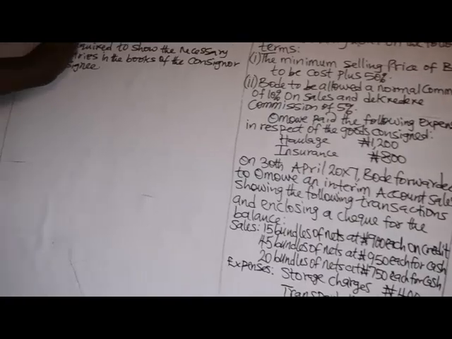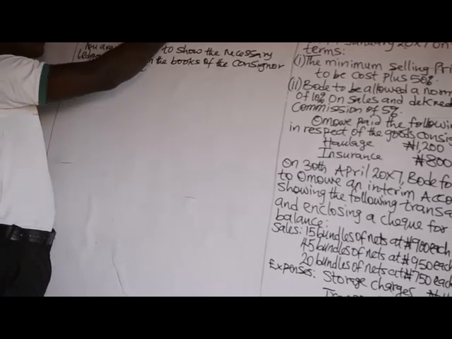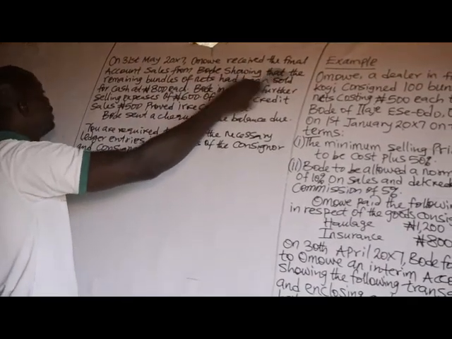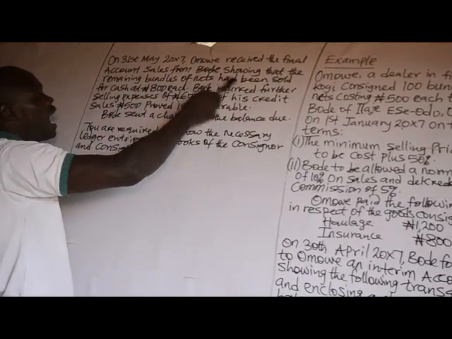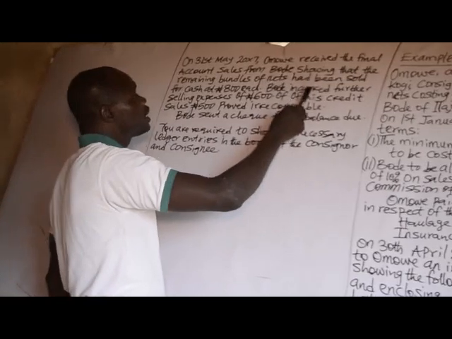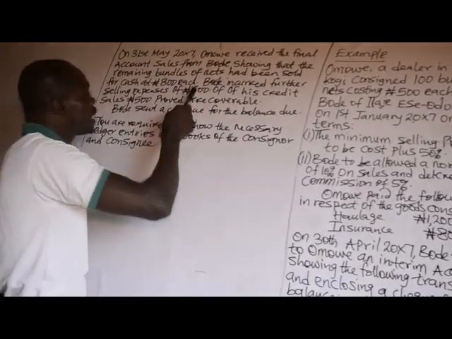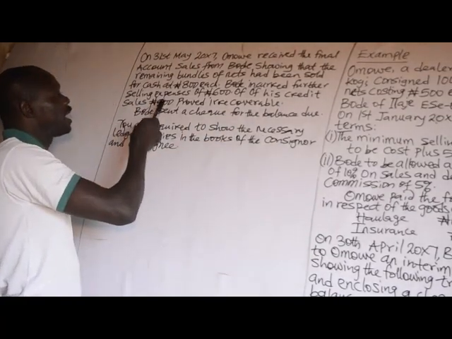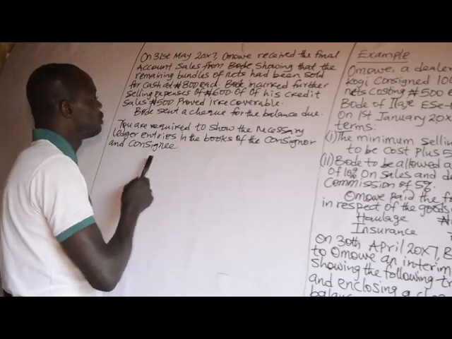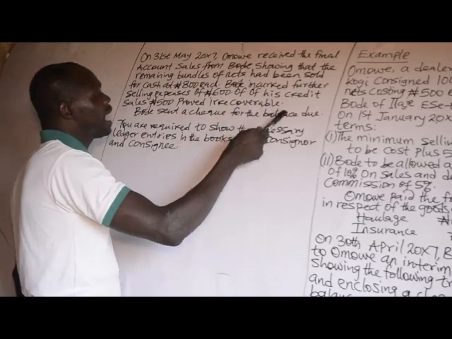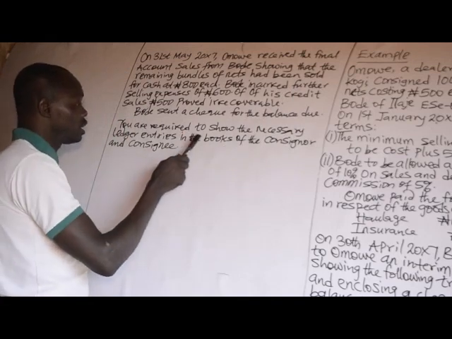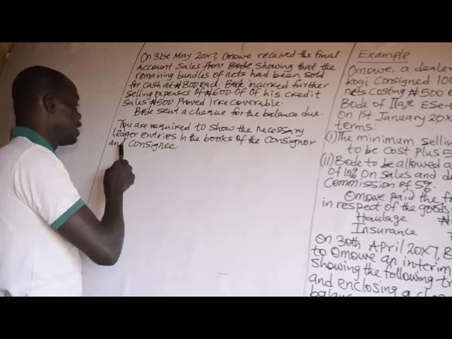On 31st May 2007, Onmyway received the final account sales from Bode showing that the remaining bundles of nets had been sold for cash at 800 naira each. Bode incurred further selling expenses of 600 naira. Of his credit sales, 500 naira proved irrecoverable. But they sent a check for the balance due. You are required to show the necessary ledger entries in the books of the consignor and the consignee.